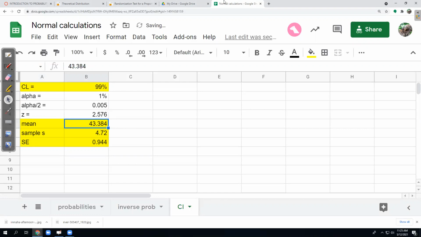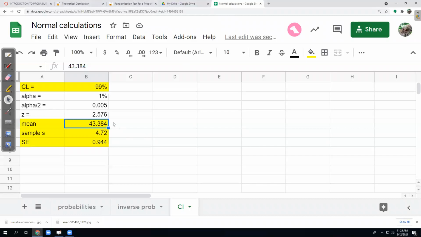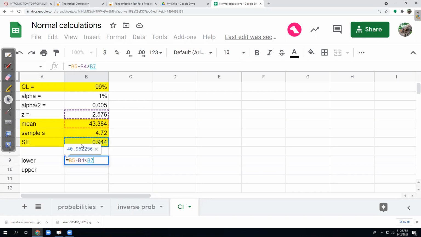2.576 or 567? 576, okay. And so now, based on all that stuff right there, I can calculate the lower and the upper for my confidence interval. So remember, to get the lower, we always start at the mean and then subtract the margin of error. I'll show you the margin of error in a second. So mean minus our special z-score times the standard error.